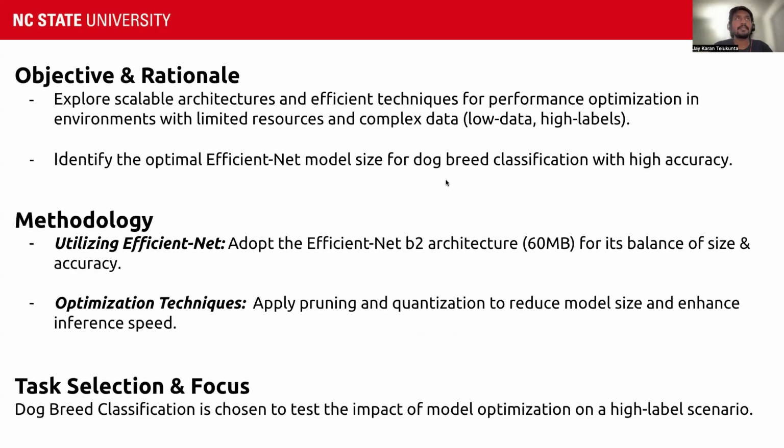The objective is we want to explore scalable architectures and efficient techniques for performance optimization in resource constrained environments. That's why we chose the EfficientNet model, which is already a resource constrained efficient model. And we would like to see how optimized we can make it for a particular classification task. The task which we chose here is dog breed classification.